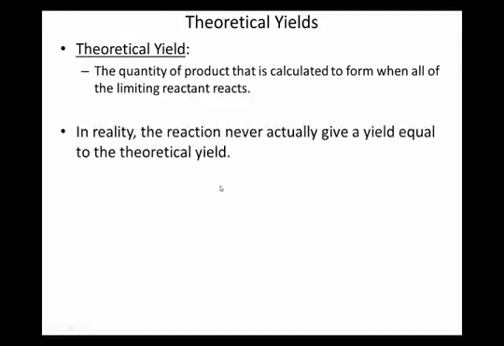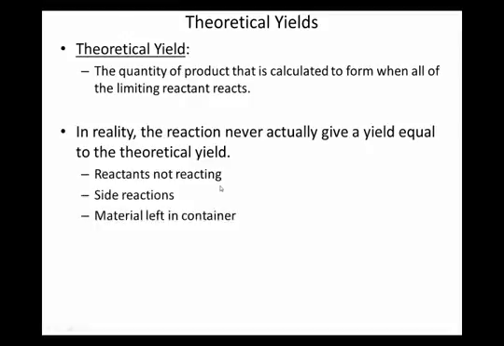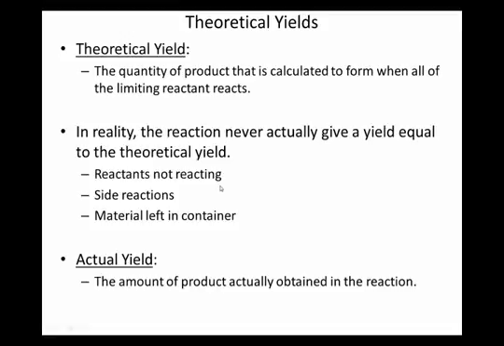However, in reality, we never actually get that. There's a lot of things that can happen. The reactants may not react completely. You could have some side reactions happening. You could have some material left in the container. Lots of different things. The actual yield is the truly measured amount of product that you get. So theoretical yield is the calculated. Actual is the real life amount. Now, there's no way for you to know how much the actual yield is going to be unless you either do the reaction, or more commonly, I'm going to tell you in a problem what the actual yield is. You have to figure it out through experiment.